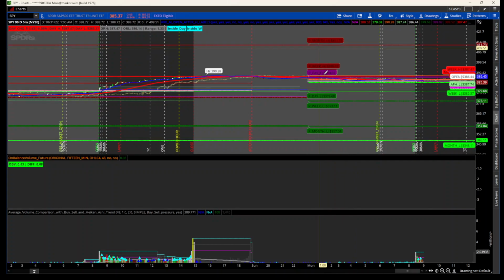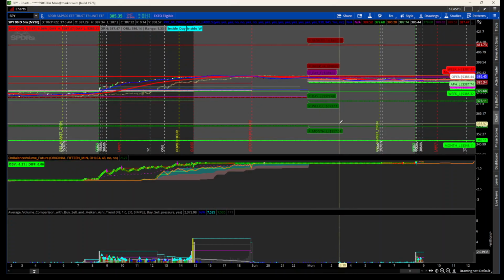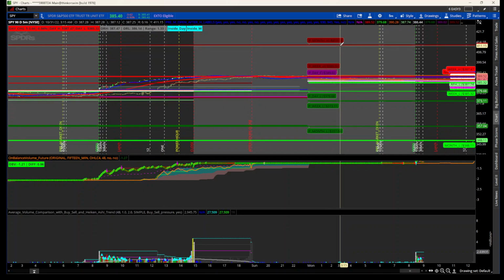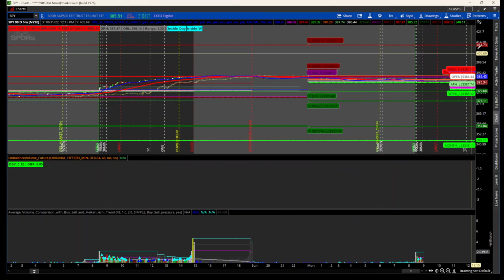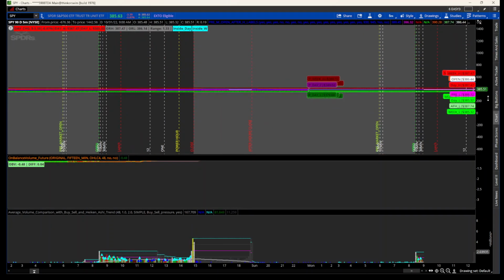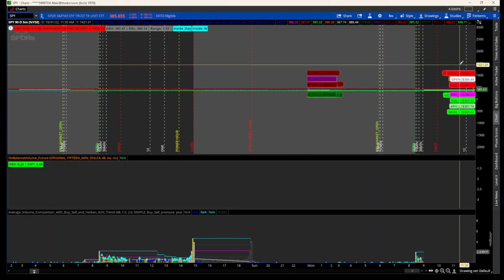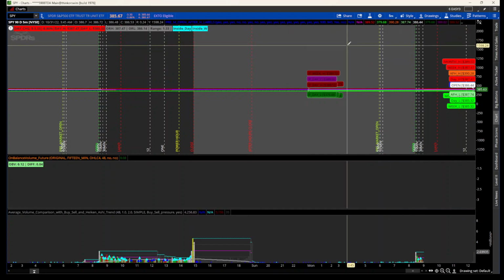So this is your previous month low, previous month high, and then you got your current month low, and your current month's high is probably higher up there. There you go. It's not showing the line right now, but the current month's high is 389.52.